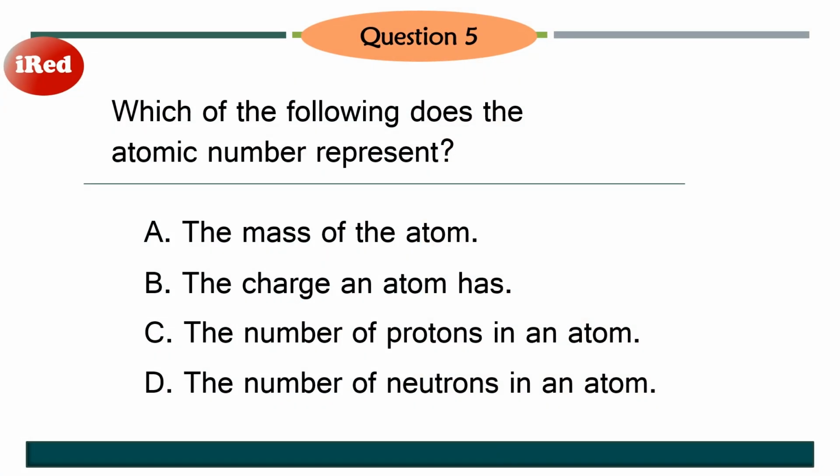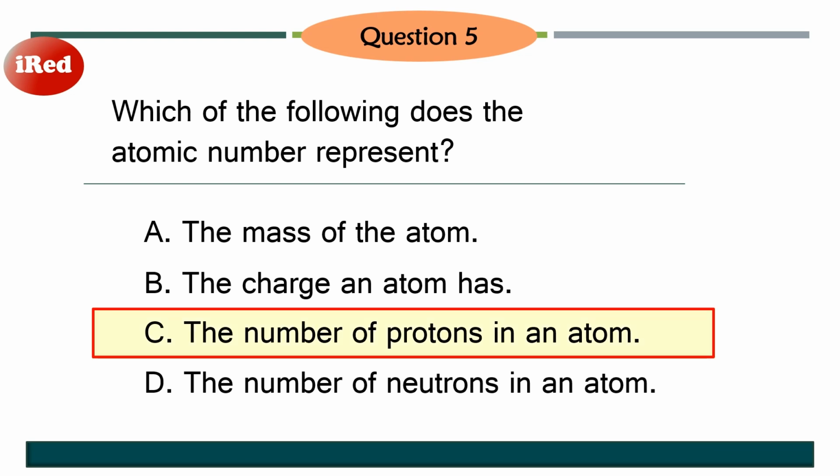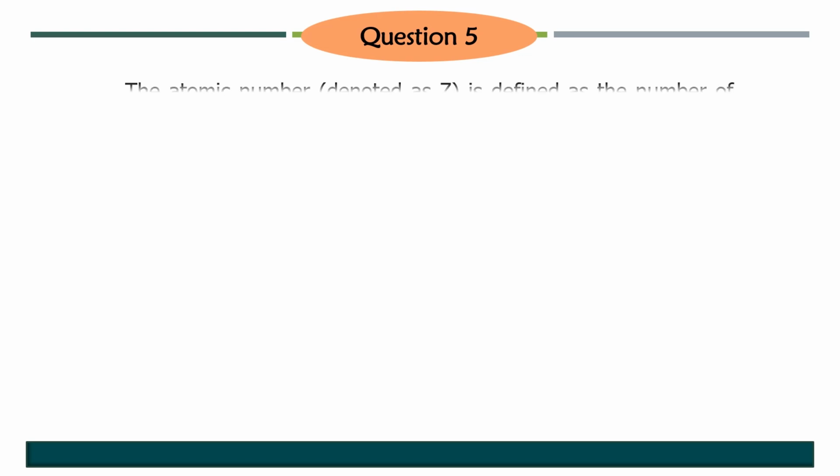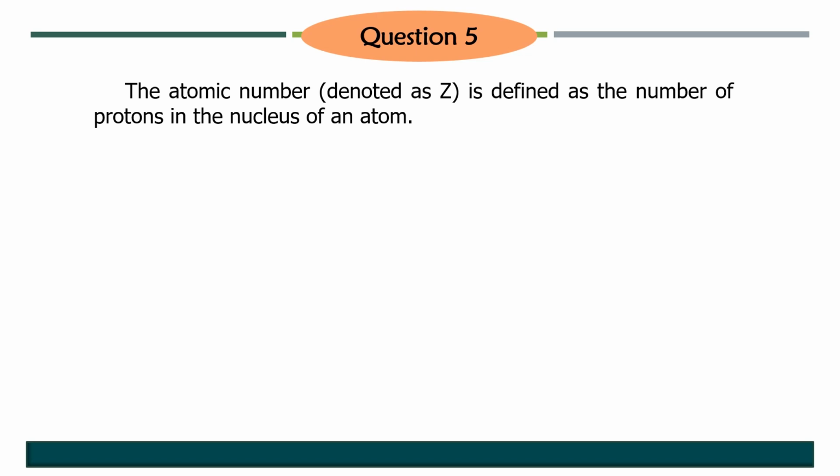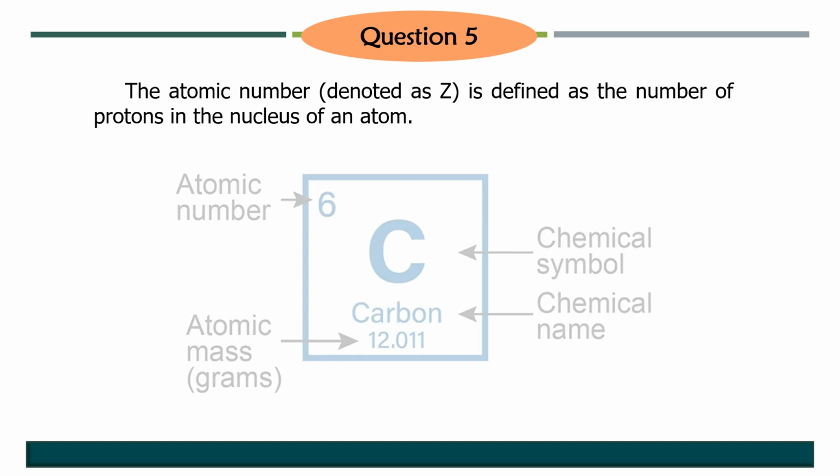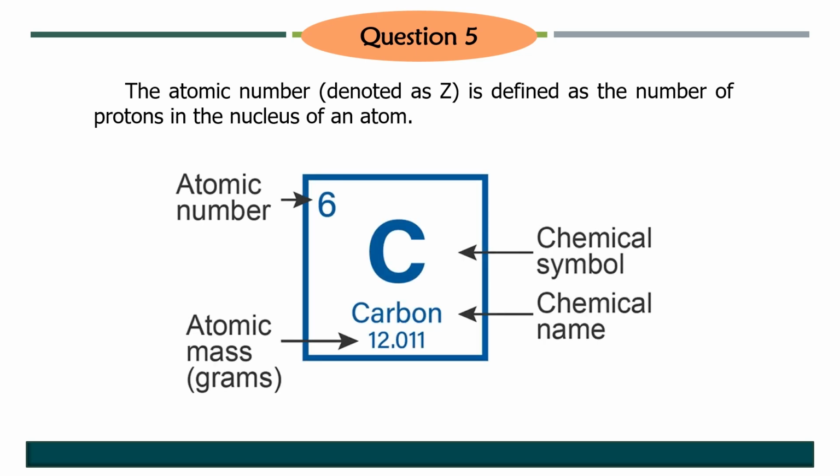Which of the following does the atomic number represent? The correct answer is letter C, the number of protons in an atom. The atomic number, denoted as Z, is defined as the number of protons in the nucleus of an atom. For example, an element with an atomic number of 6 has 6 protons in its nucleus.